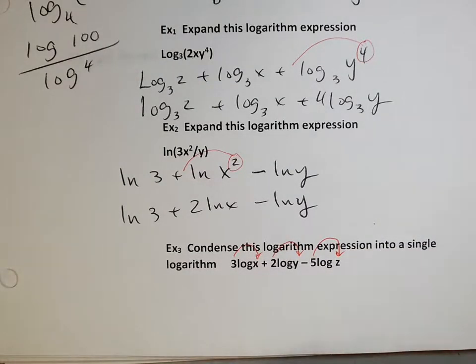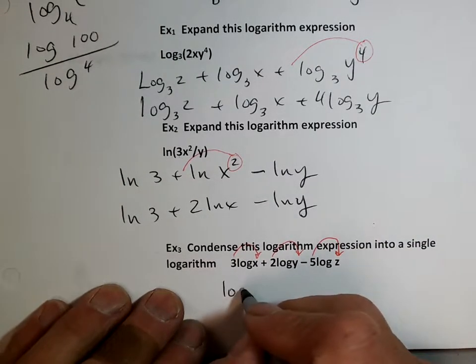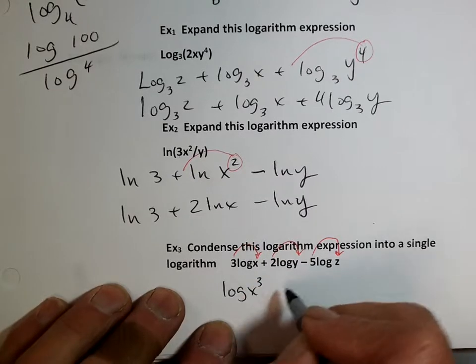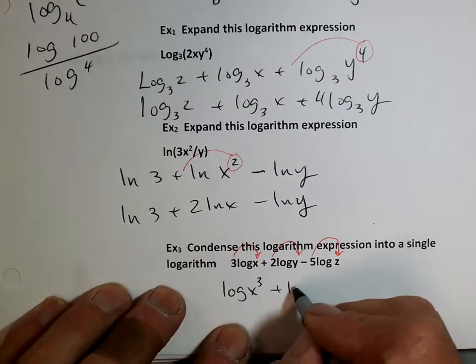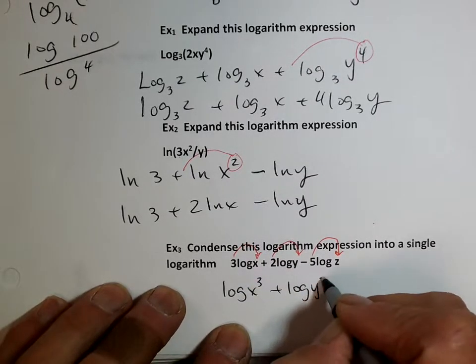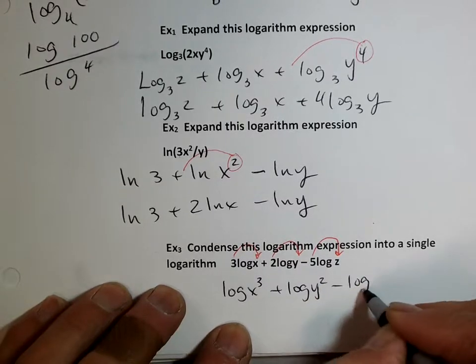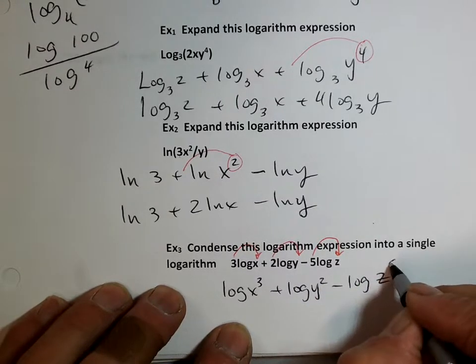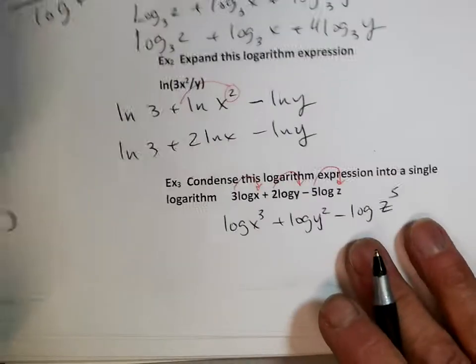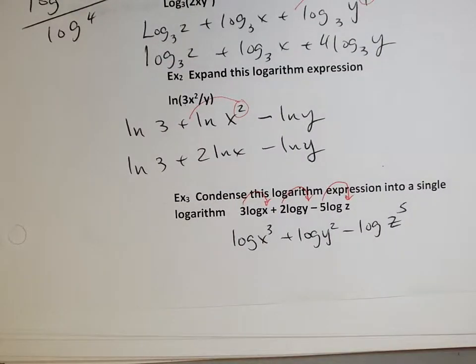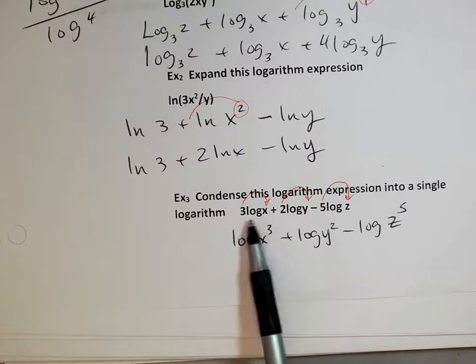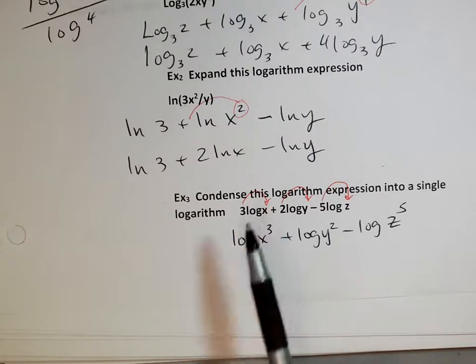So I'm going to rewrite this as log of x to the 3rd plus log of y squared minus log of z to the 5th. Okay, that's all I did. I brought back in the exponents. The first thing I did, because I want to bring it together all as one expression. So bring back in the exponents. Even though these don't look like exponents, they were, because they got floated down, right?